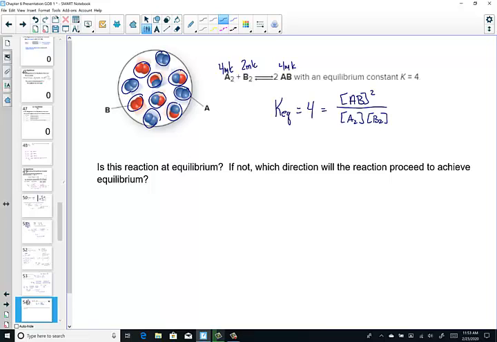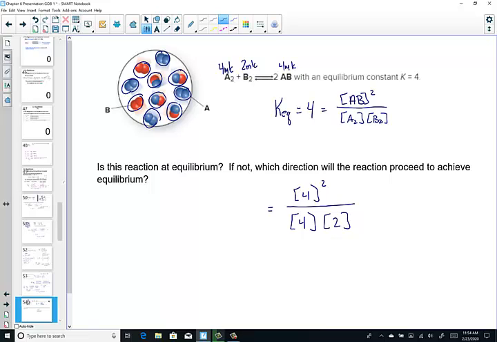So let's calculate what we have so far. It's not really sure if we're at equilibrium, but let's calculate what these numbers give us and compare. The AB we know is 4, and that would need to be squared, set over 4 to the first and 2 for the next reactant. So I used this expression.